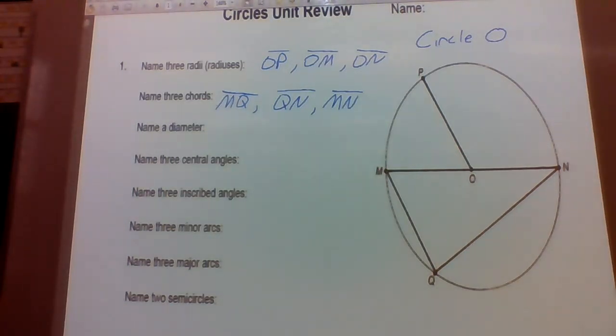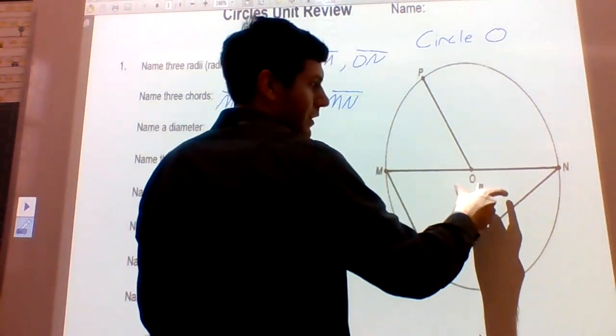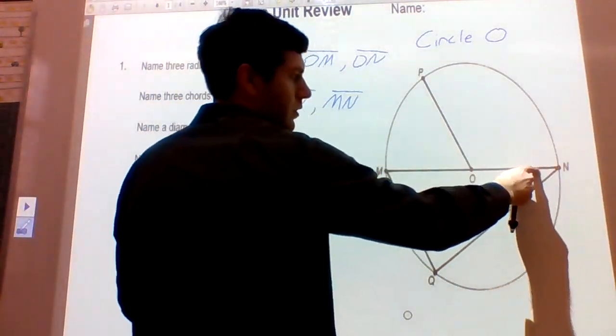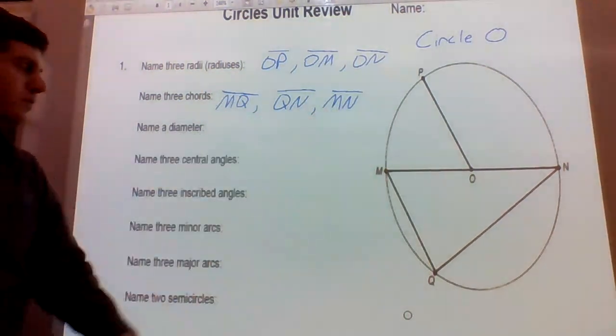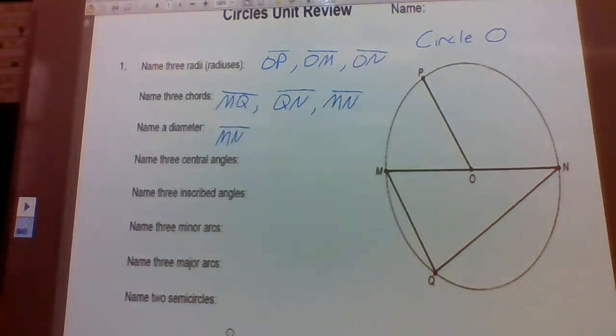A diameter is a chord that goes through the center. Basically it goes across the circle, splits it in half, but formally it's a chord that goes through the center. So MN was one of our chords. So MN is our diameter. Again, we can name it NM if we want instead of MN. Same thing.